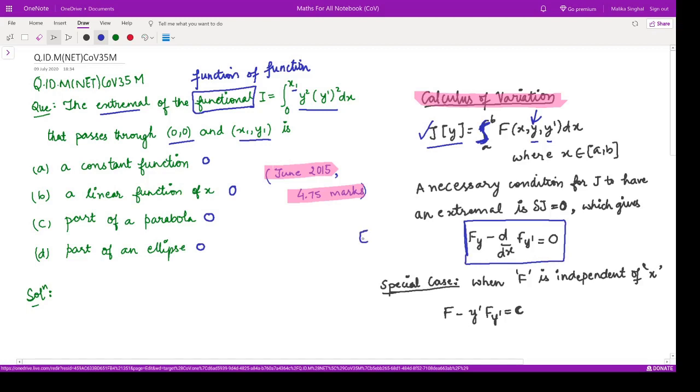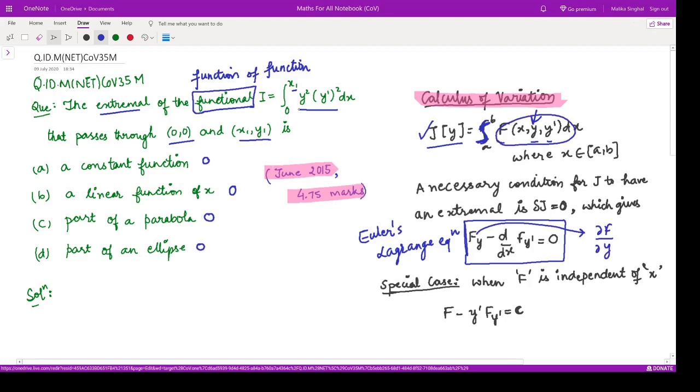known as the Euler-Lagrange equation: f_y minus d/dx of f_y dash is equal to 0, where f_y is the partial derivative of f with respect to y, where our f is this portion.